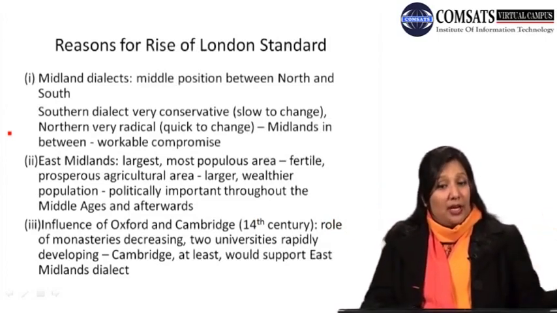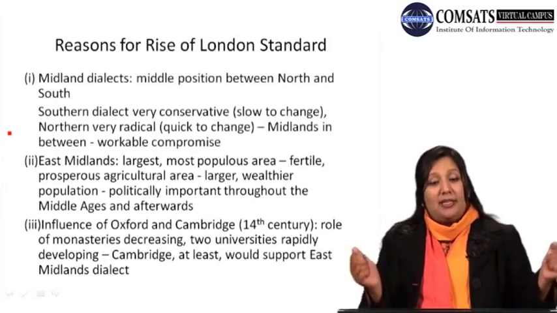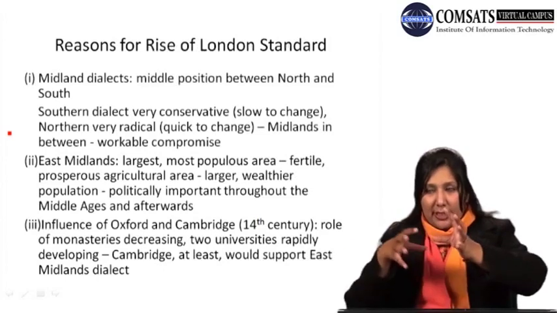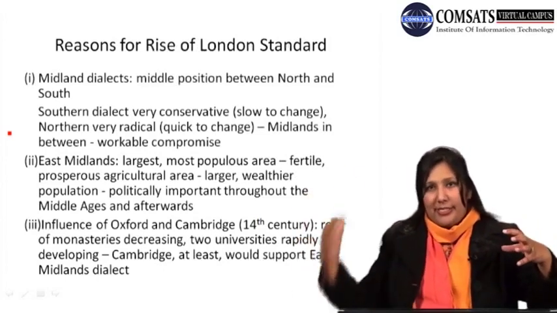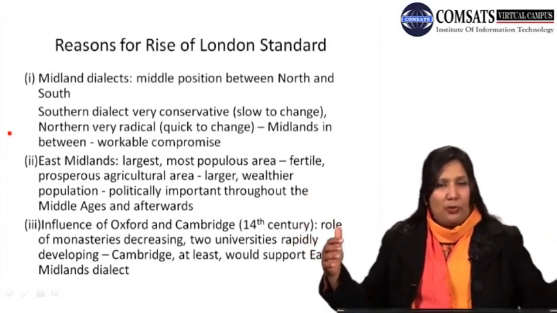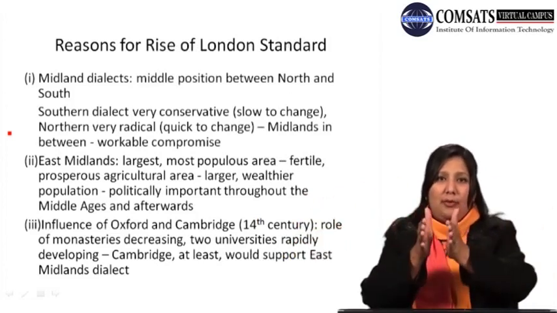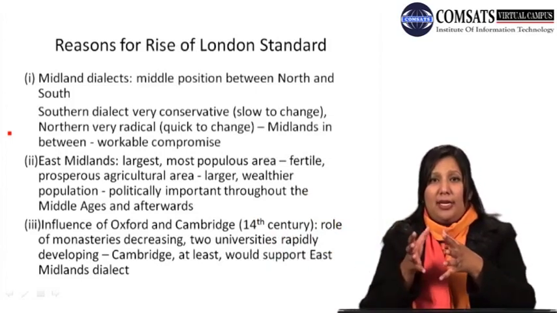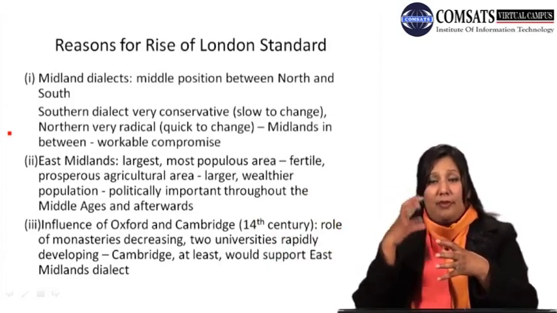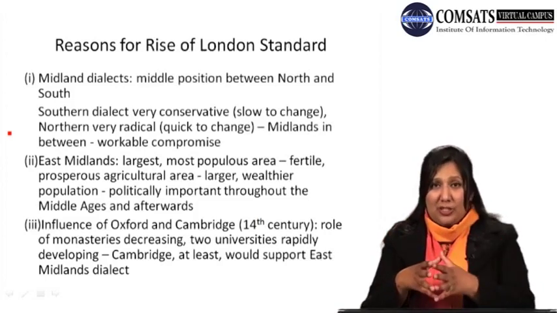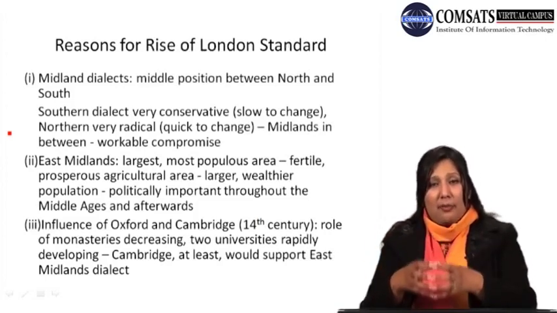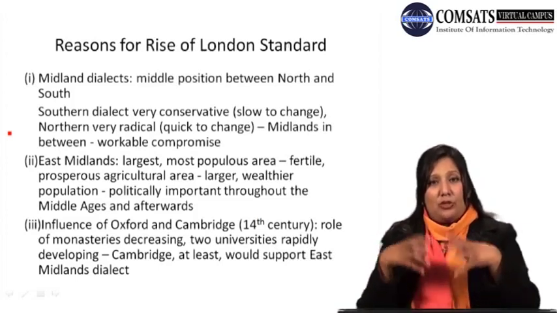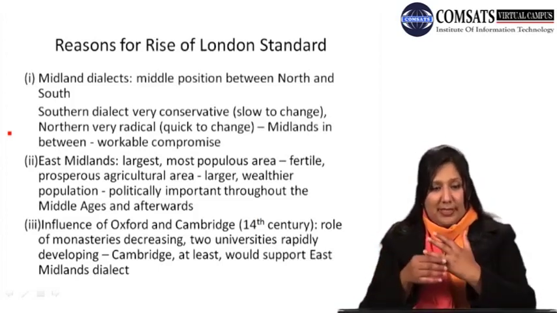Northern were very, very radical, and they were quick to change. Midlands in between, workable compromise. Excellent. This was actually the condition. On one hand there is rigidity, on the other there is so much flexibility, whereas when both of them come in the midlands, they start compromising. If one is too efficient, the other is too lazy, so they come together for the sake of their common interest, and they sort out some workable compromise.